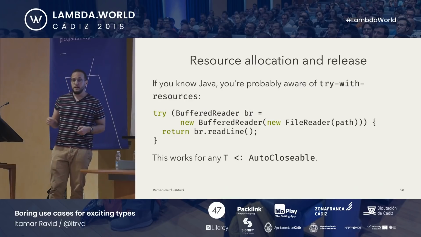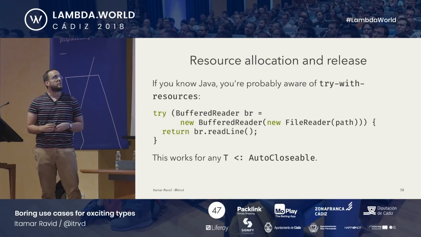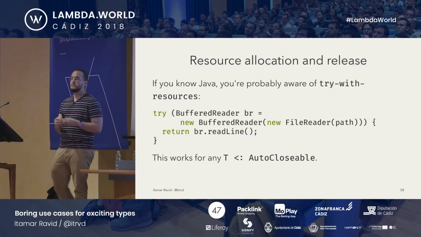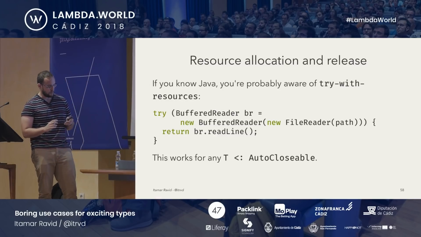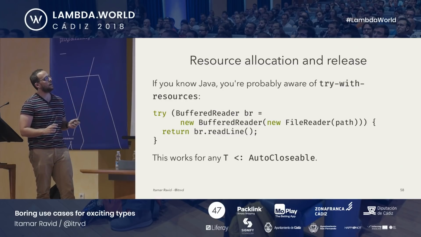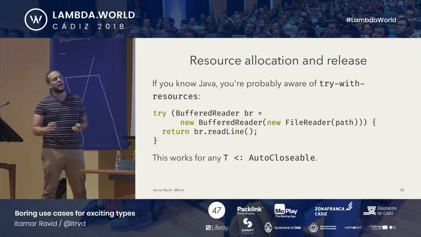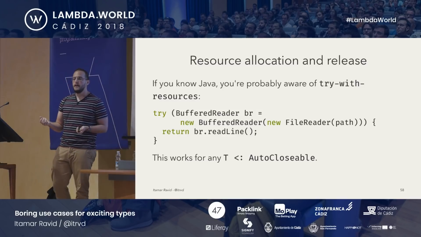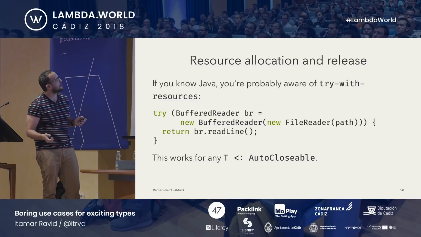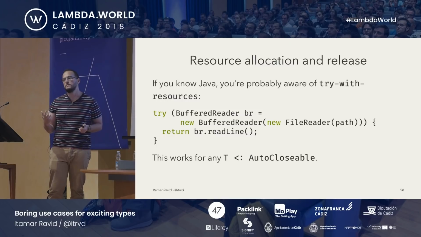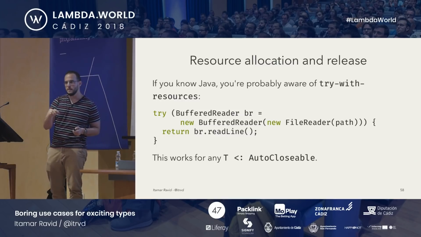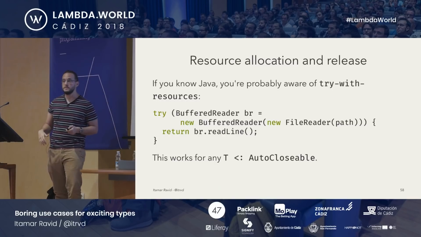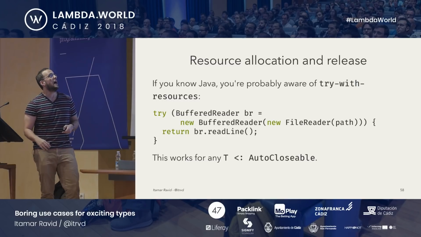So let's see what other alternatives are around. If you know Java, you're probably aware of try-with-resources. Try-with-resources will allocate a resource defined in the try parameter list, and if it inherits from AutoCloseable, then when we exit that try block, there is an implicit finally clause added that will call the close method. That's not bad. Apart from the fact that it uses side effects and exceptions, that's not bad.